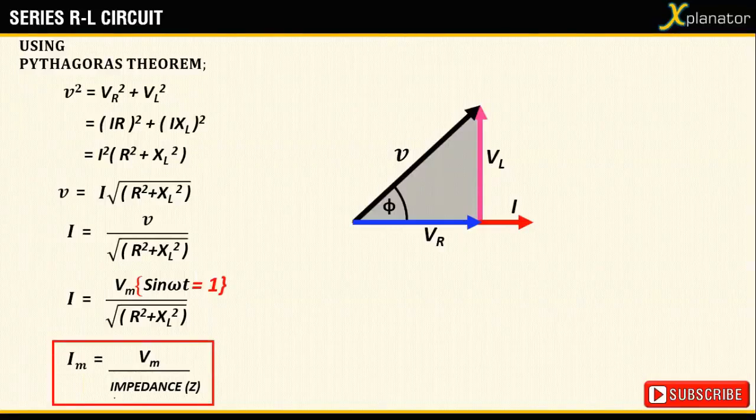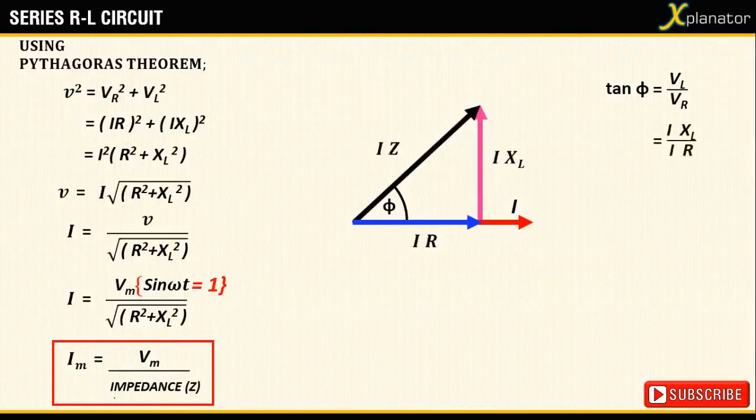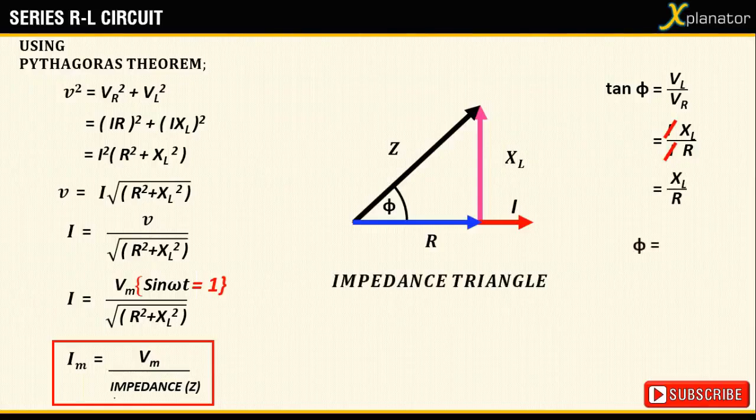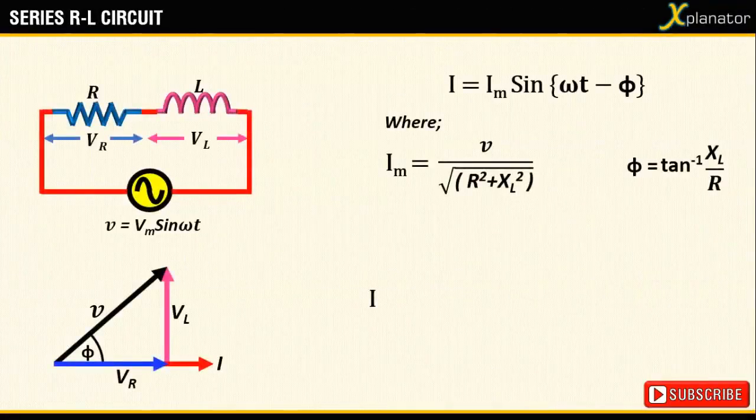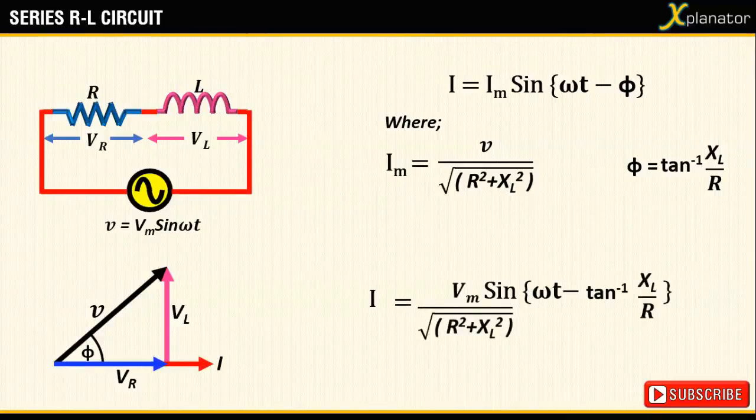To compute the value for phi, consider the triangle again, and if you calculate tan phi, it will equate to VL upon VR. Substituting VR and VL as IR and IXL, the relation will simplify to XL upon R. Hence, the phase angle phi is given as tan inverse of XL upon R. So, the final value for current in a series RL circuit is given as Vm divided by root over of R square plus XL square into sine of omega t minus tan inverse of XL upon R.